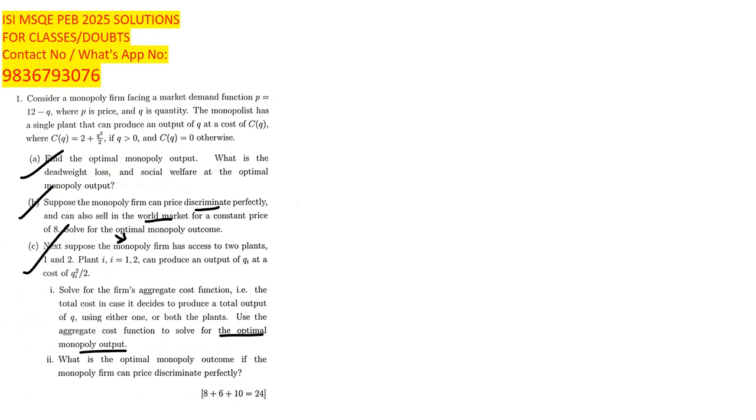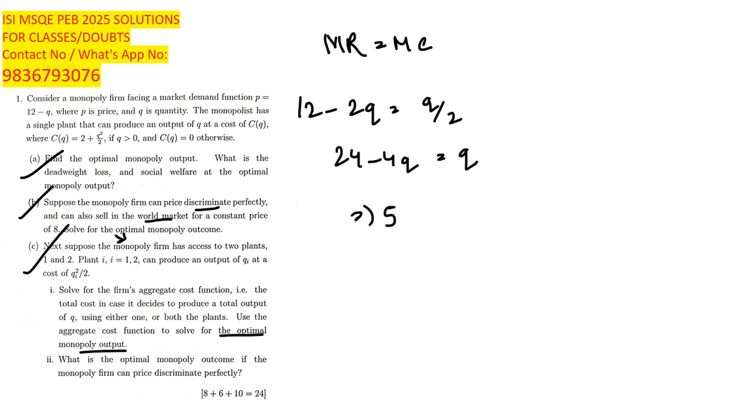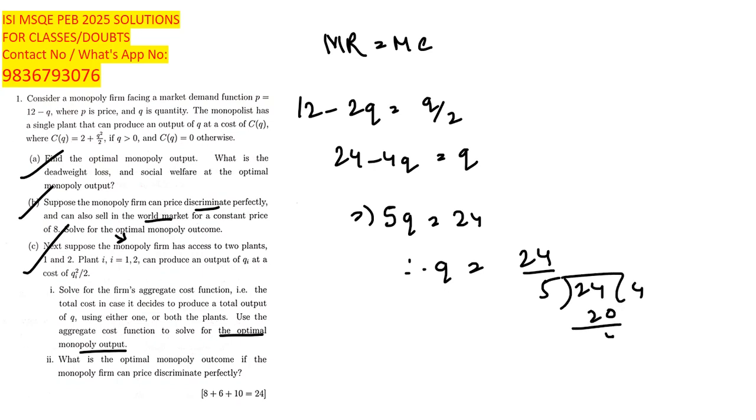So MR is equal to MC. So 12 minus 2Q is equal to Q by 2, or 24 minus 4Q is equal to Q, or 5Q is equal to 24. Therefore, Q is equal to 24 by 5, that is 4.8. So that is the Q.